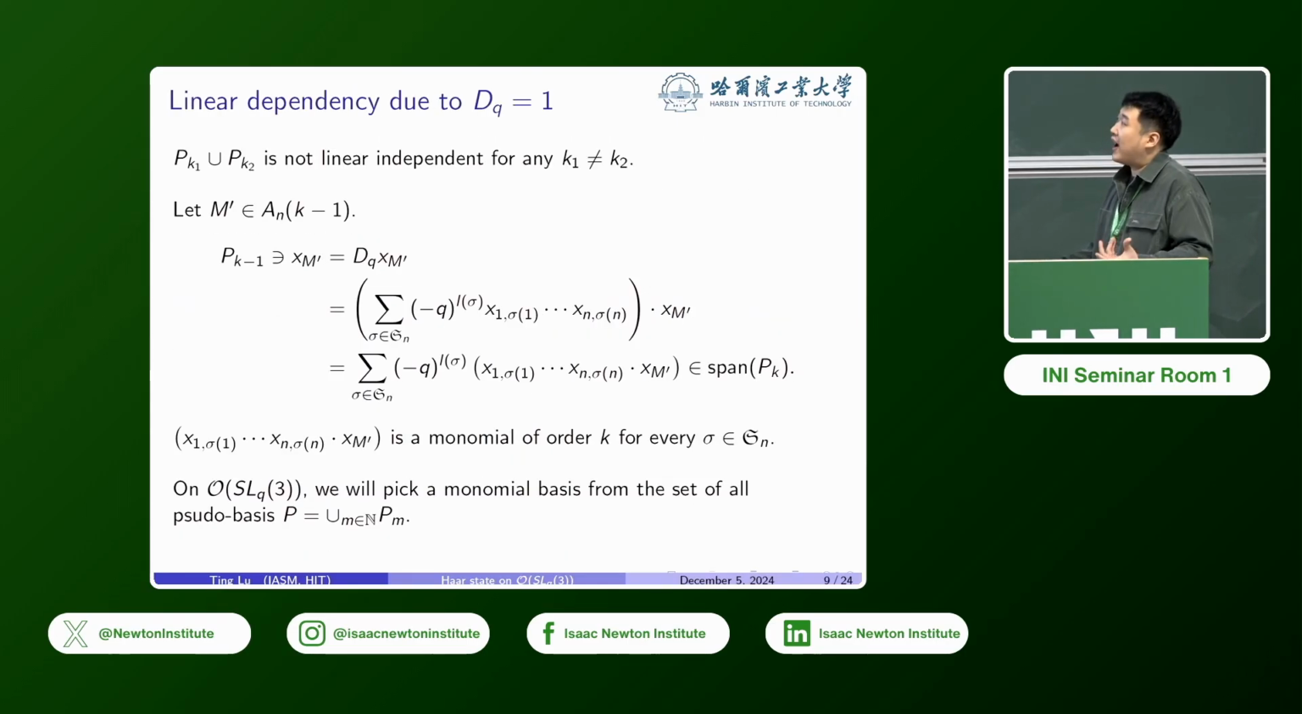If I union two of such sets together, they are no longer linearly independent, because we have the linear dependency induced by this identification. If I pick a monomial of order k minus 1, and multiply that by d_q, essentially I'm multiplying by 1. However, if you expand this expression, it's going to be a linear combination of monomials of order k, so it's in the span of the pseudo basis of order k. And later on, I will pick a basis from this choice on OSL_q(3).